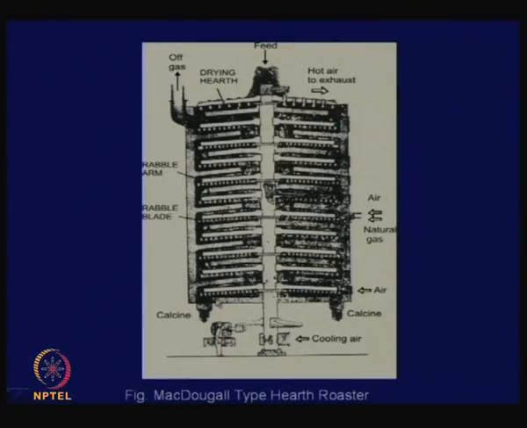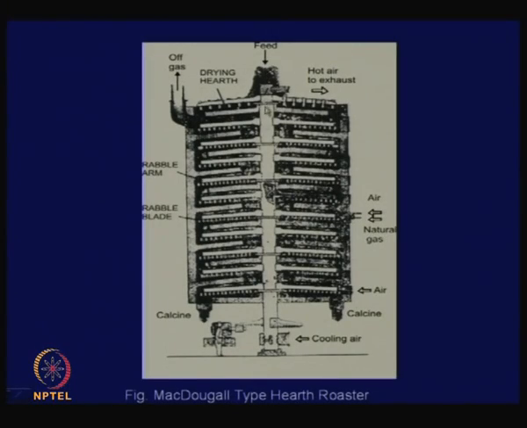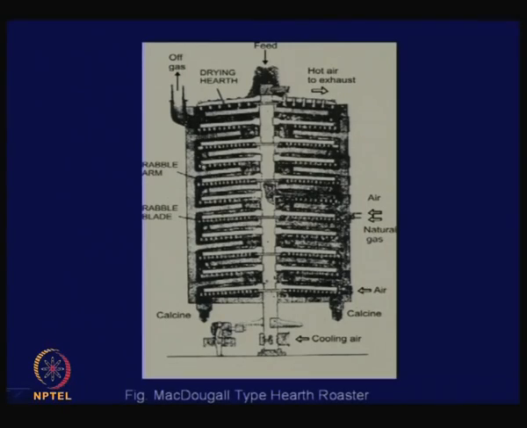This is a roaster which is very commonly used in the industry, called the hearth roaster. There are many, many hearths, and there is a central shaft on which these circular hearths are mounted, and the whole thing rotates. The hearths rotate, and the feed from the top goes from one hearth to another in this fashion. And see, these are the teeth which go through the charge. So, the charge flows from one to the other, one to the other.